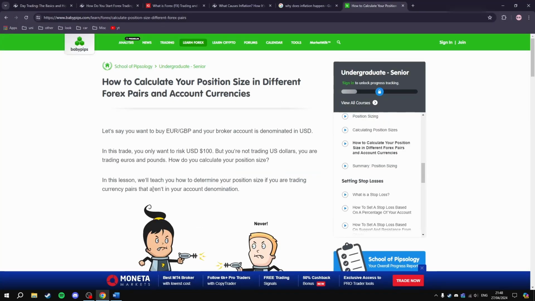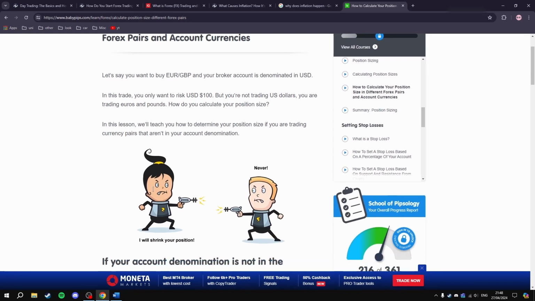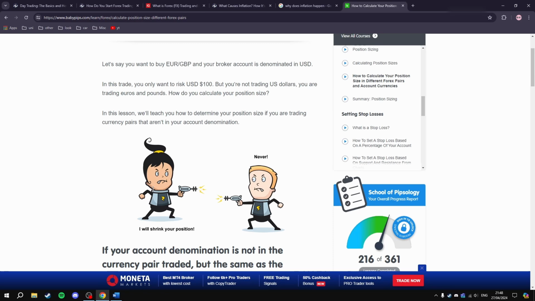So, how to calculate your position size in different Forex pairs and account currencies. Let's say you want to buy Euro GBP and your broker account is denominated in USD. In this trade, you only want to risk $100, but you're not trading US dollars, you're trading euros and pounds. How do you calculate your position size? In this lesson, we'll teach you how to determine your position size if you're trading currency pairs that aren't in your account denomination.